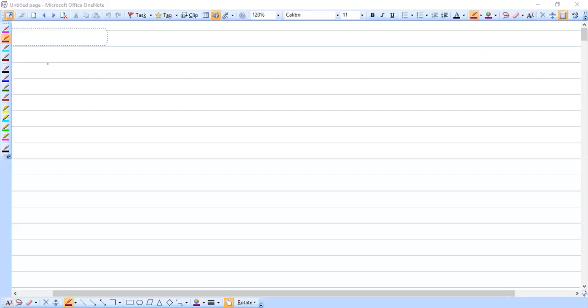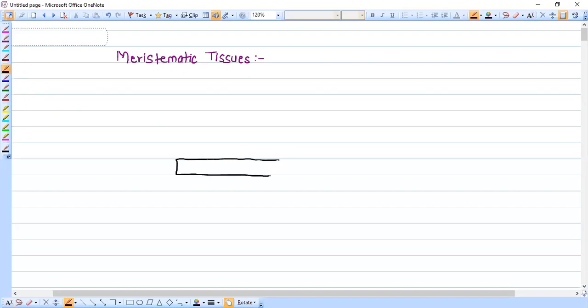So we are starting with one of the most important tissues, that is called meristematic tissue. Whenever we talk about meristematic tissues, let's first learn the characteristics. I will be putting all the characteristics in flowchart form. So in the center, we are going to write characteristics. We are going to study all the characteristics of meristematic tissues.